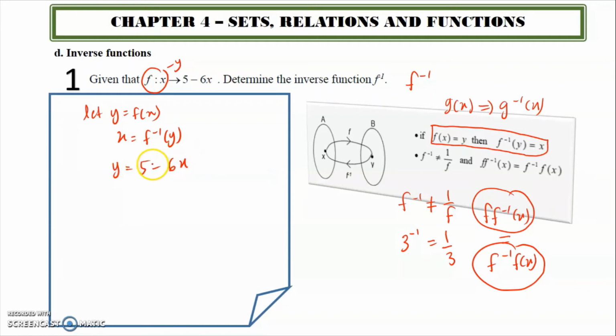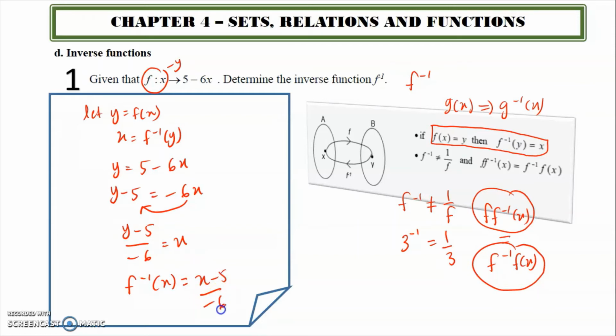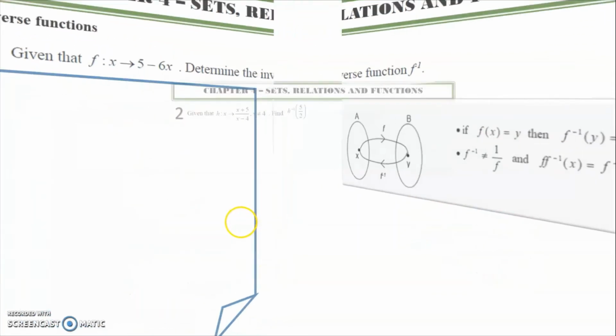And then, kita kena pindahkan sampai tinggal x sama dengan something. So, pindahkan 5 dulu. Y tolak 5, negatif 6x. And then, pindahkan negatif 6 ke sebelah sana. So, dia akan jadi y tolak 5 bahagi negatif 6 sama dengan x. So, bila dah tinggal x, last kali kita hanya perlu gantikan x jadi f inverse x. Y kat sini kita tukar jadi x. So, ini adalah jawapan untuk f inverse.